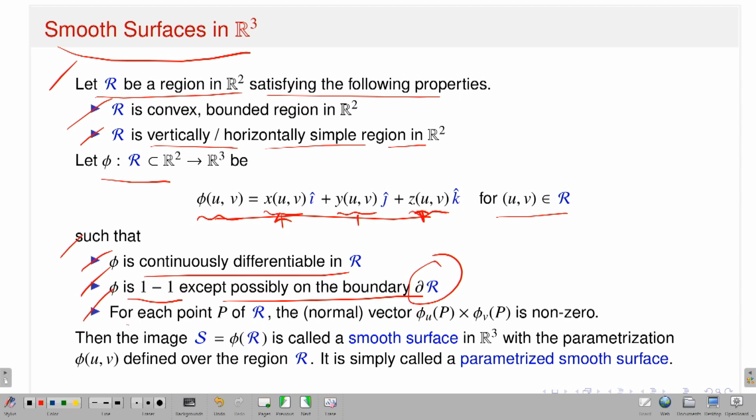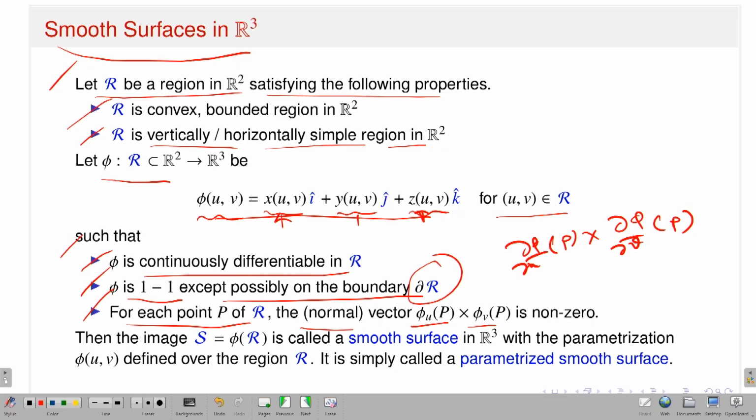The third one is that at each point P in R, that means in the domain, if I take a point P in R, then I can define what is called the normal vector to the surface. What is that? This is phi_u cross phi_v. That means I am talking about del phi del u at the point P cross product with del phi del v at the point P. This vector should be a non-zero vector.